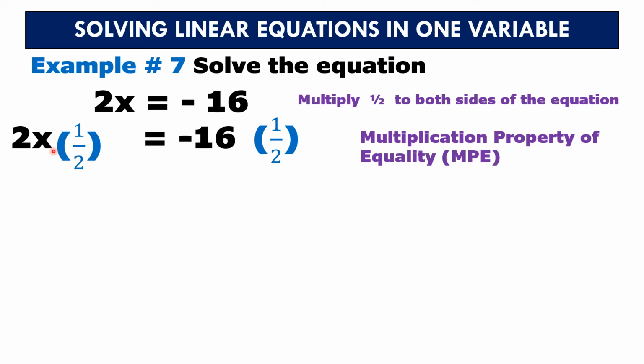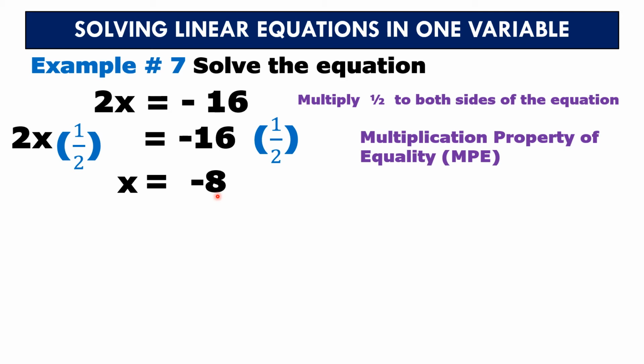So, 2x times 1 is 2x over 2. And that is equal to x. X is equal now to negative 8. Bakit negative 8? Kasi negative 16 times 1 is negative 16 divided by 2. So, we have negative 8.